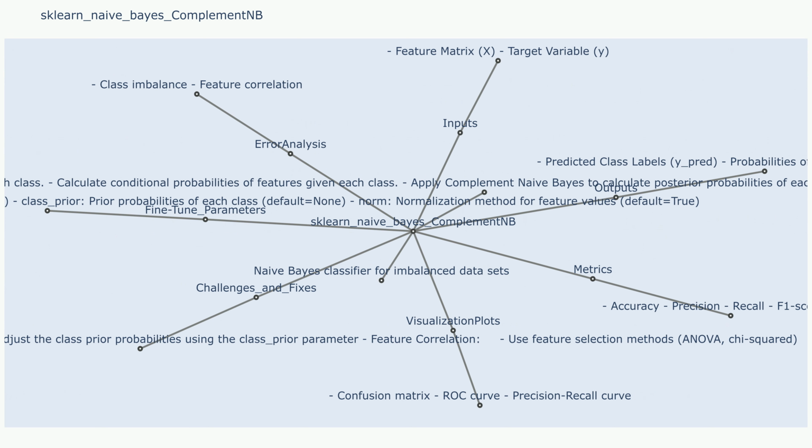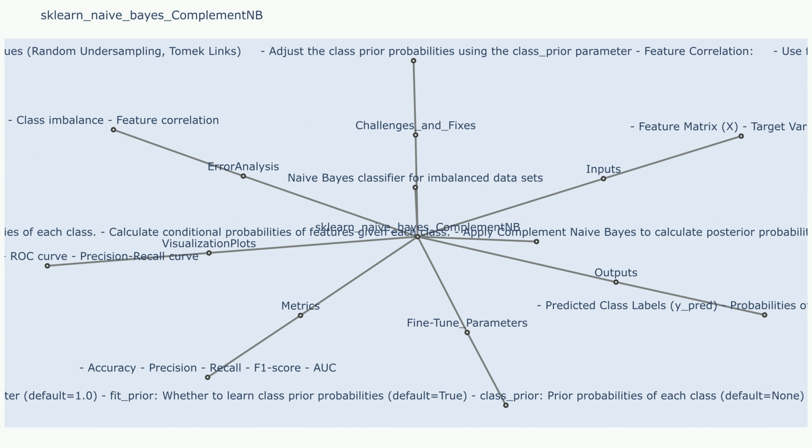Steps. Calculate the prior probabilities for each class based on the training data. For each feature, calculate the probability of the feature being absent in each class. Use these probabilities to calculate the complement probability of a data point belonging to each class. Predict the class with the highest complement probability.